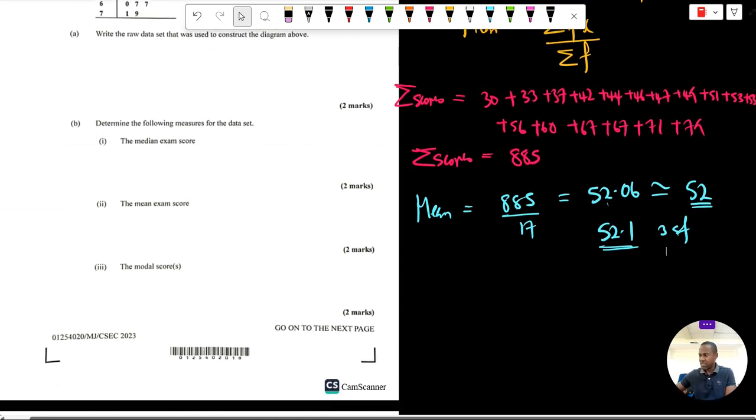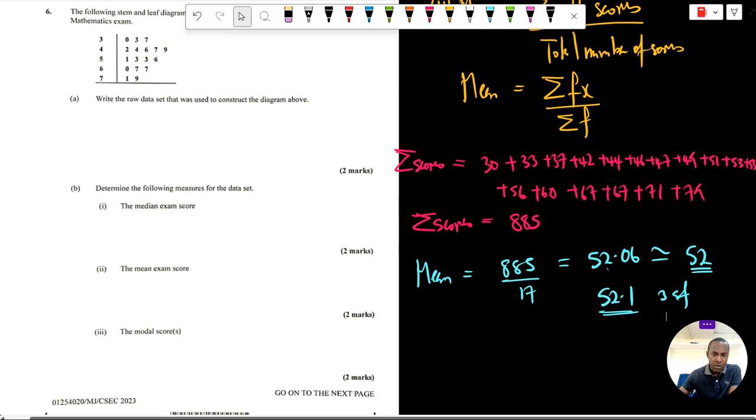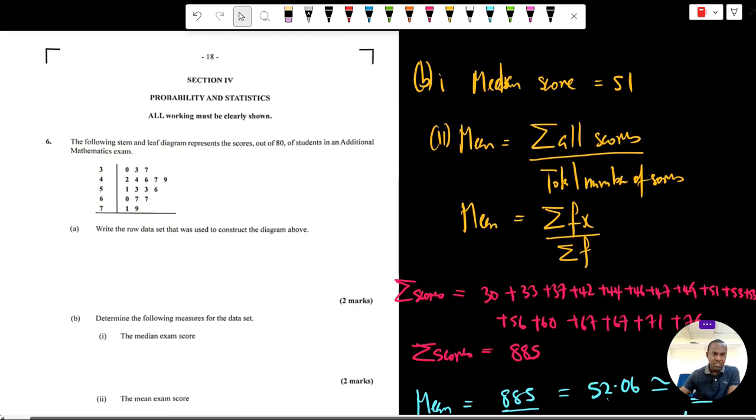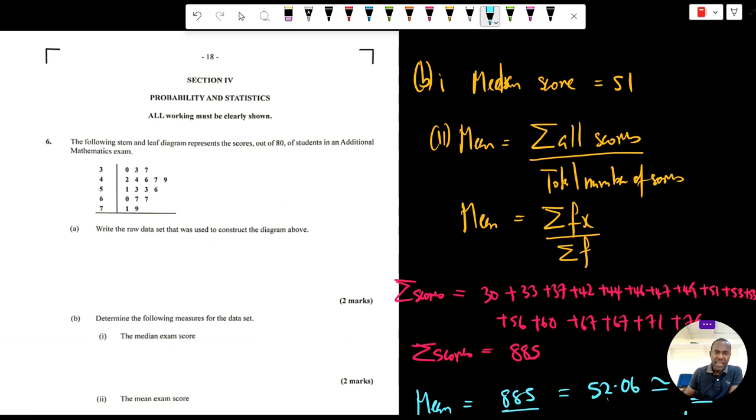Now, let's talk about the modal score. The next part asks us to determine the modal score. Now, what is the mode of a set of data? The mode is the score or the value which occurs most often or most frequently. Let's look back at our stem and leaf diagram to try and identify the mode. At each level, in the first we have only one of each score, 30, 33, 37. In the next level, we have only one of each score, 42, 44, 46, 47, 49. But on this level, we have two of the same score, 53, 53.